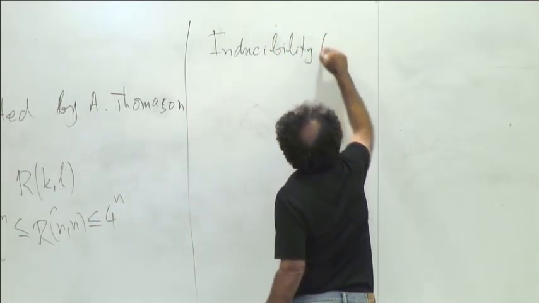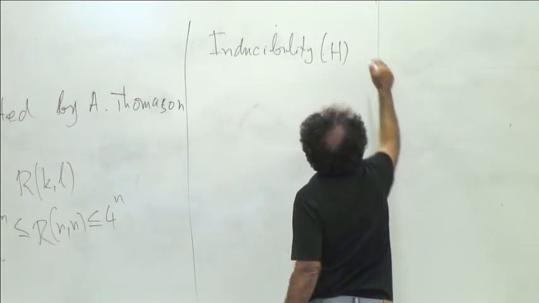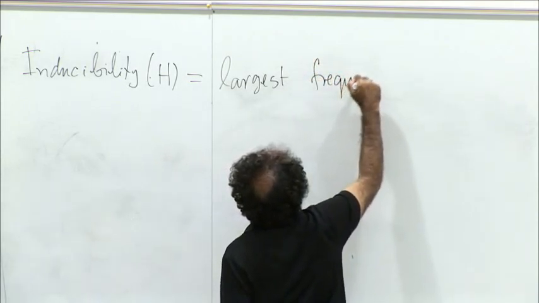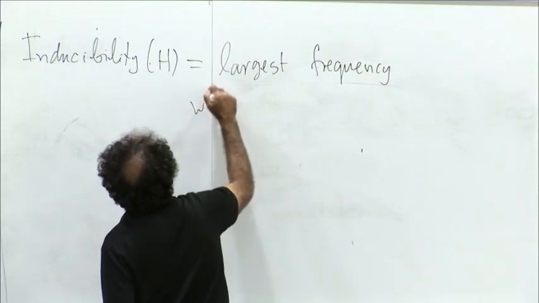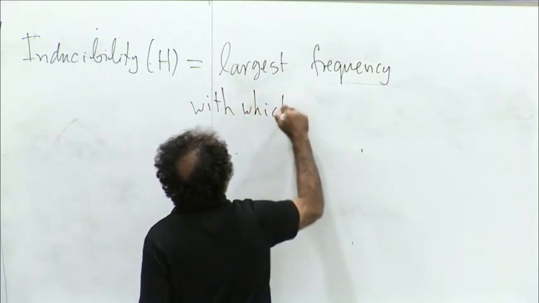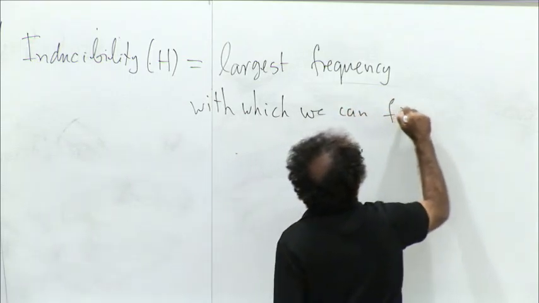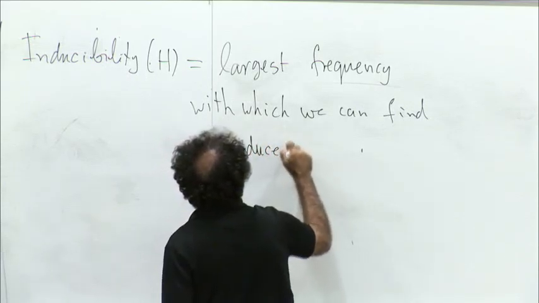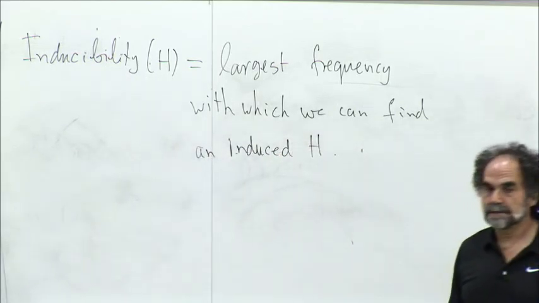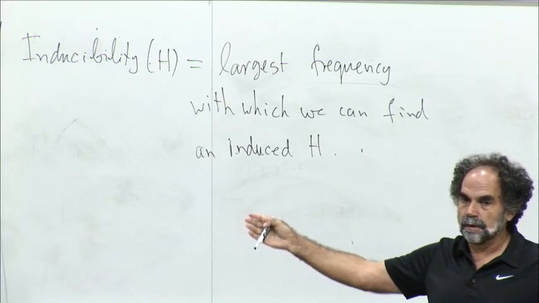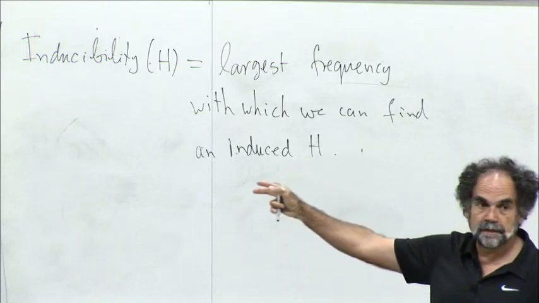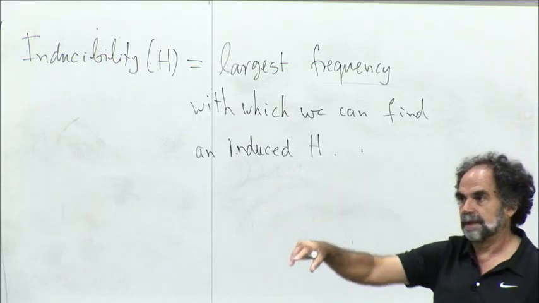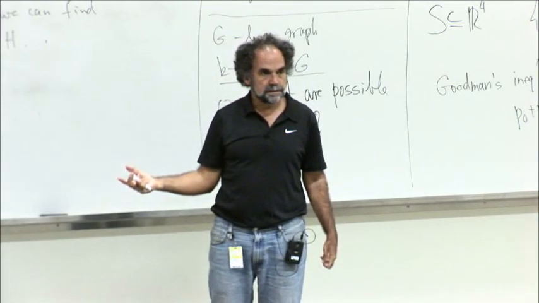So we're fixing a graph H, and this is the largest frequency with which we can find an induced H. I'm a little sloppy here with my definition, but I think you understand. So you fix an H, you take a large graph, and you want the probability. Let's say that H is a k-vertex graph. I want a big graph in which I have the highest probability that if I pick k vertices, what I see is an H. Okay?